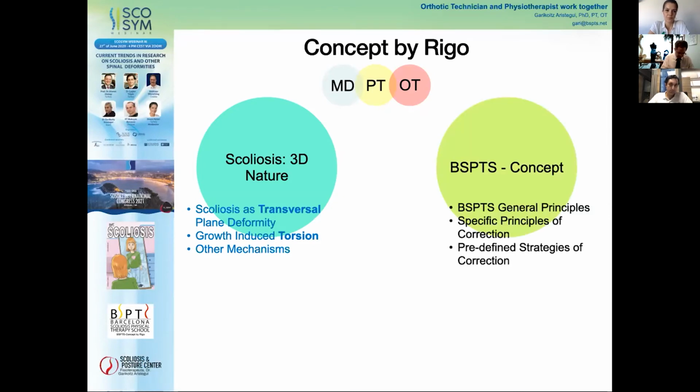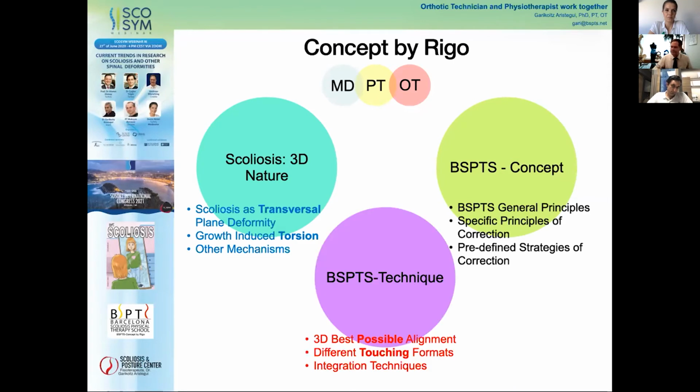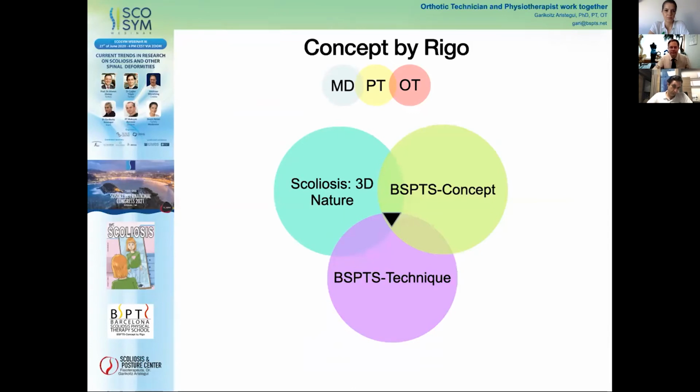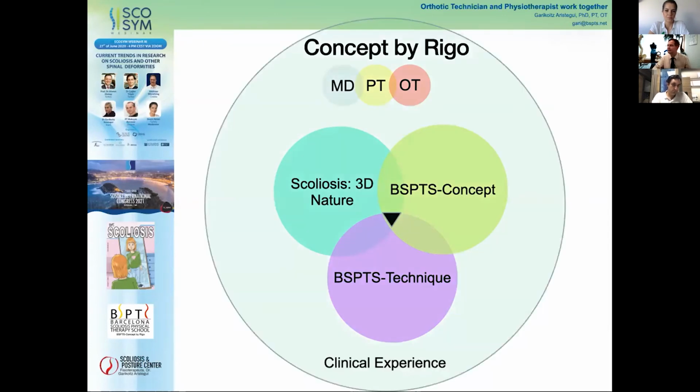But also, one thing is the knowledge, and the other thing is the concept. In our case, speaking about the BSPTS, we have different general principles, then we have the specific principles of correction, and we're going to define some strategy for the correction. Perfect, but it's not enough, because something is the knowledge, the other thing is the concept. At the end, the most important thing is how we are going to do the technique. If we put all of this together, we are going to work, in my opinion, better.